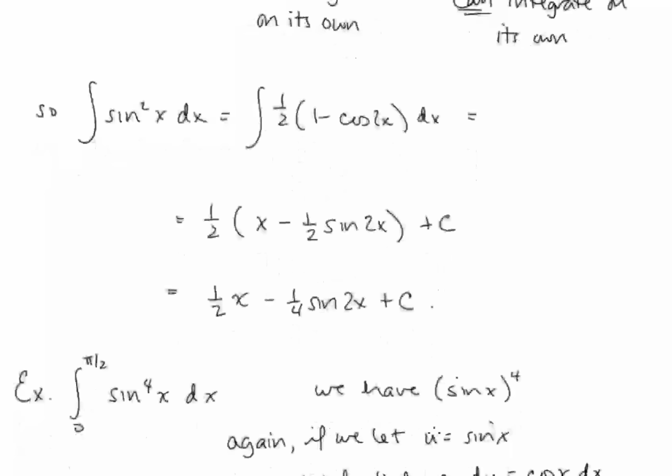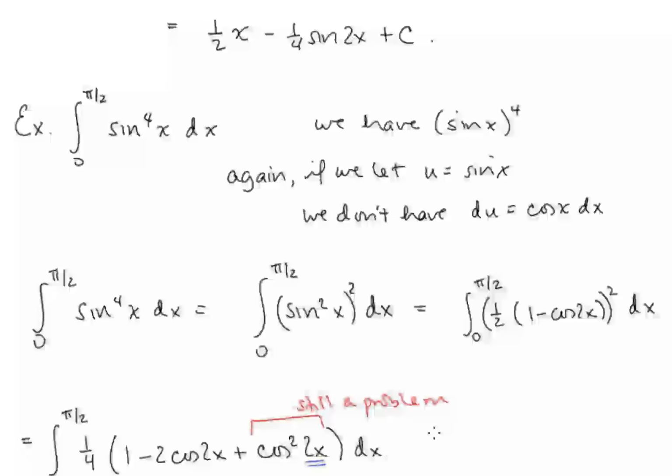And of course it gets a little bit harder than this. Suppose we have integral sine to the 4th x dx. Again, if we let u equal sine x, we're not going to be able to have our du, our cosine x dx. So we recognize the sine to the 4th x as sine squared x squared. And so we replace the sine square x by 1/2 1 minus cosine 2x.